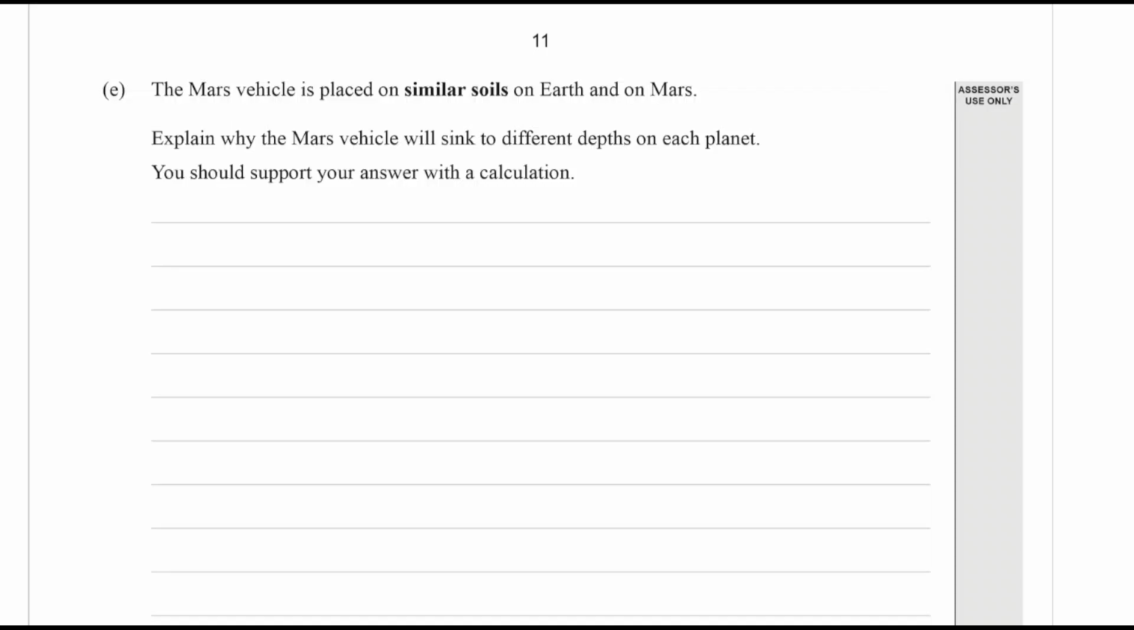Okay, so we have our rover. This is one on Earth, let's say. And then our rover on Mars. They're going to sink to different depths in the soil. And how do we know which one will be deeper and why?